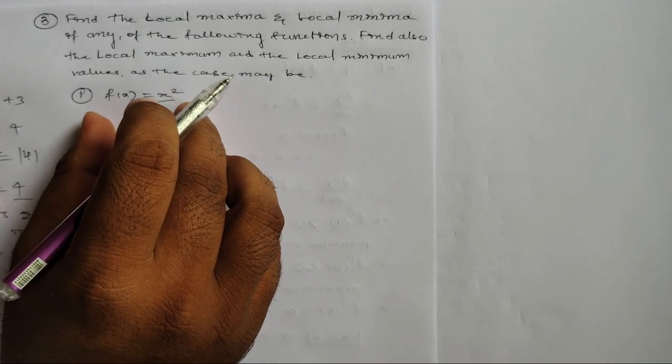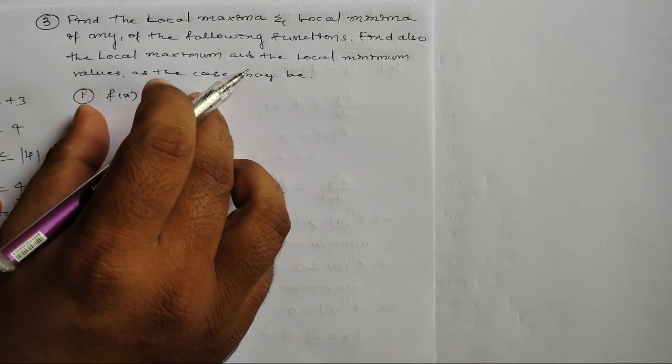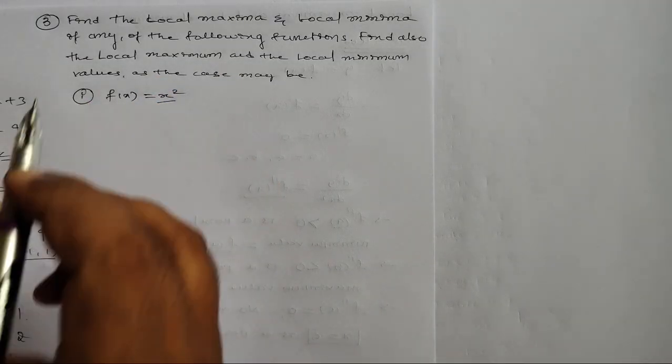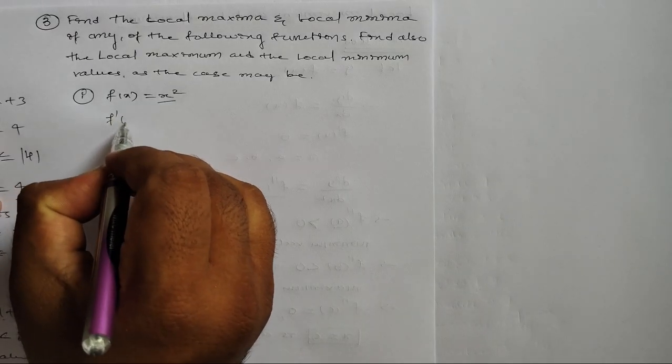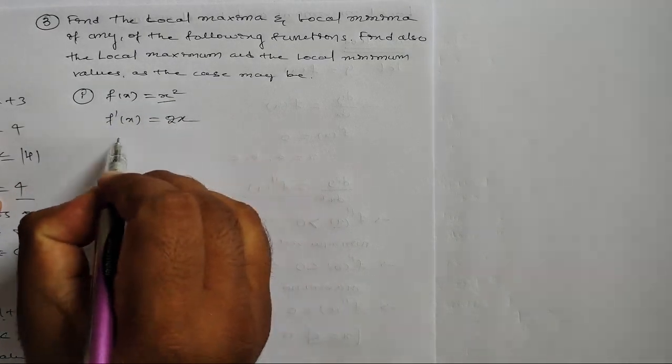But by using the local maxima, local minima method to find the maximum value and minimum value, first find f dash of x. f dash of x becomes the derivative of x square, which is 2x. Okay, the next condition is what?